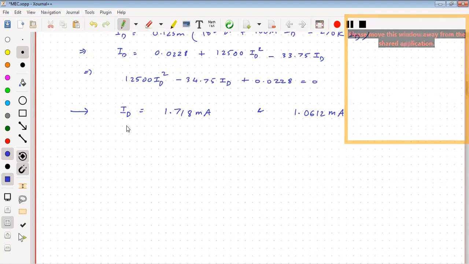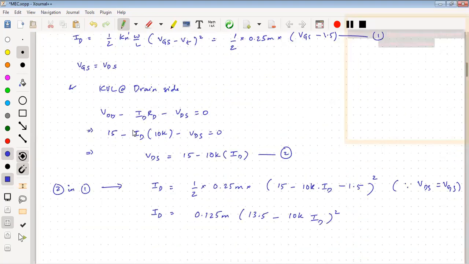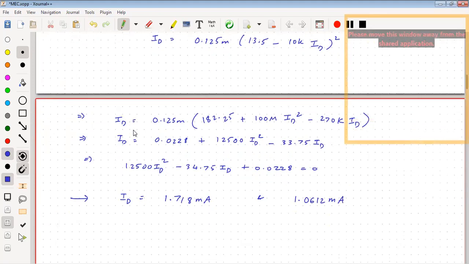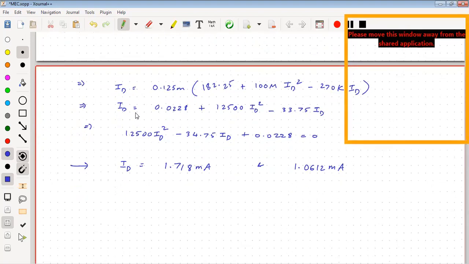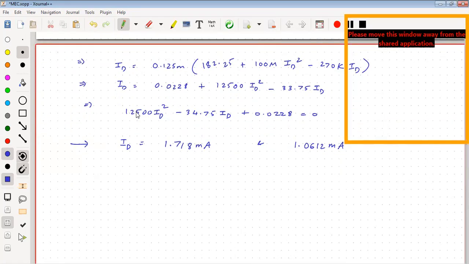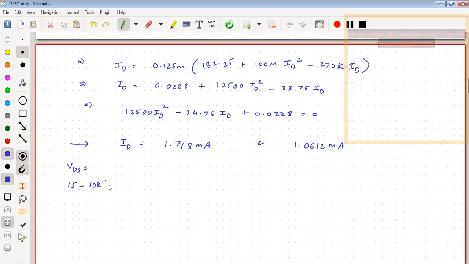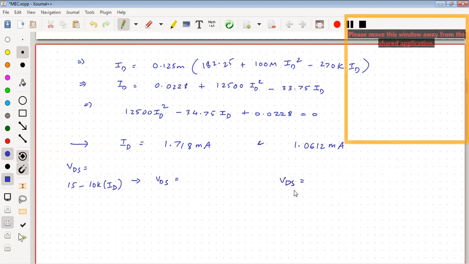Now how will you find out? Because both look very much valid to me, right? So which value will be valid, which will be invalid? How will you find out? Any guesses? Which one will be valid, which one will be invalid? Right. So for that you have to use VDS equals 15 minus RD into ID. Okay. So for this, what is the VDS value?